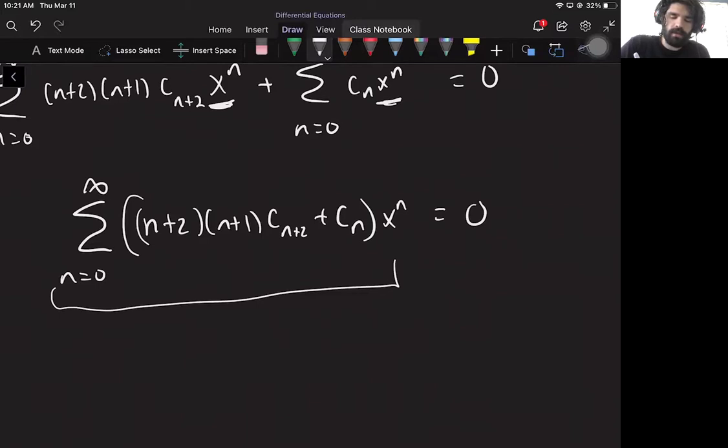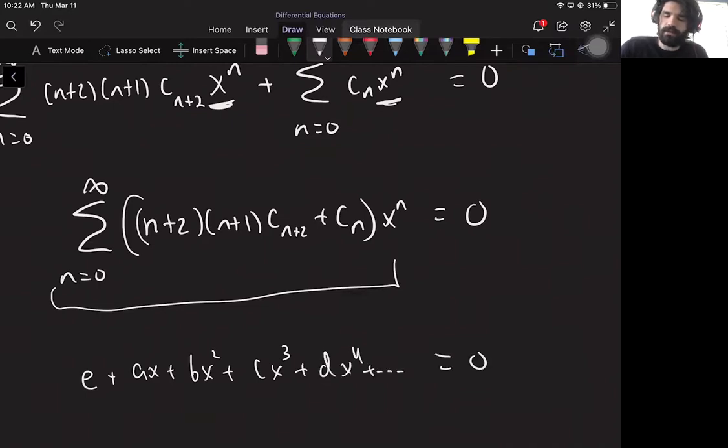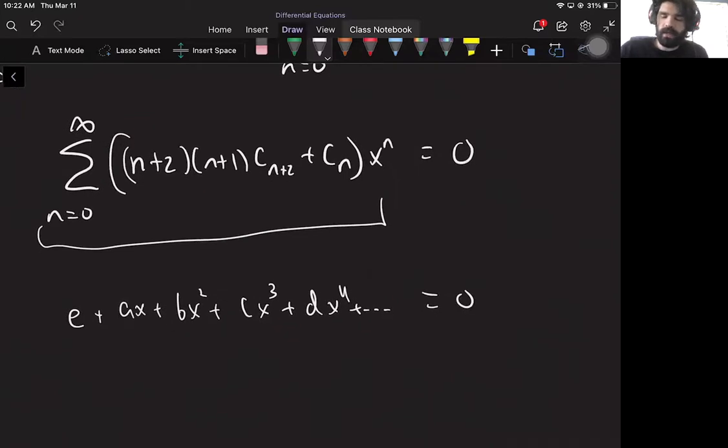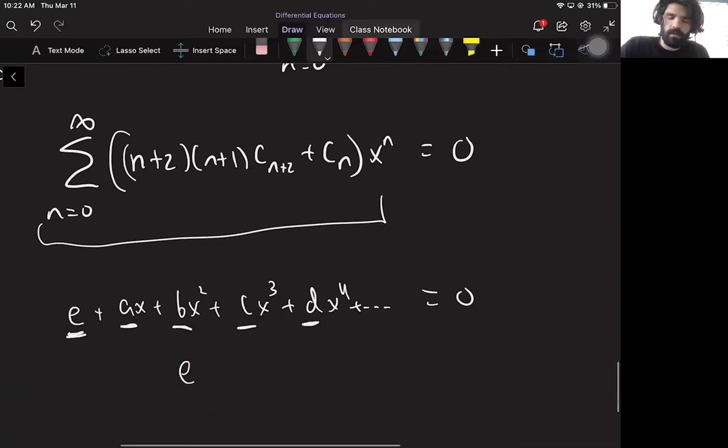So if you imagine if I just had something like ax plus bx squared plus cx cubed plus dx to the fourth, and so on like that, and I set it equals 0, what would that mean? Well, in order to add up to 0, I need all of these coefficients to be 0, because I need all the x's to go away. So I would need all of these to equal 0.